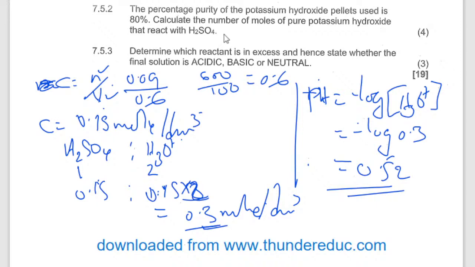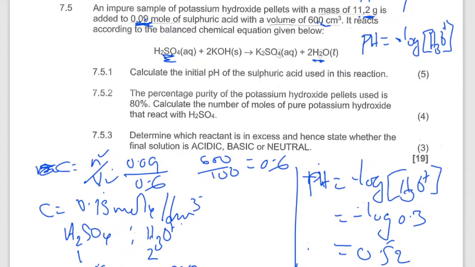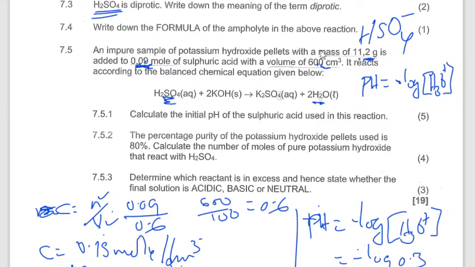So it means that here I have to first identify the number of moles. The number of moles which are found in 11. How am I going to find the number of moles? Number of moles is mass over molar mass. So I find the number of moles. But of this number of moles, not all of it was used. They said only 80%.